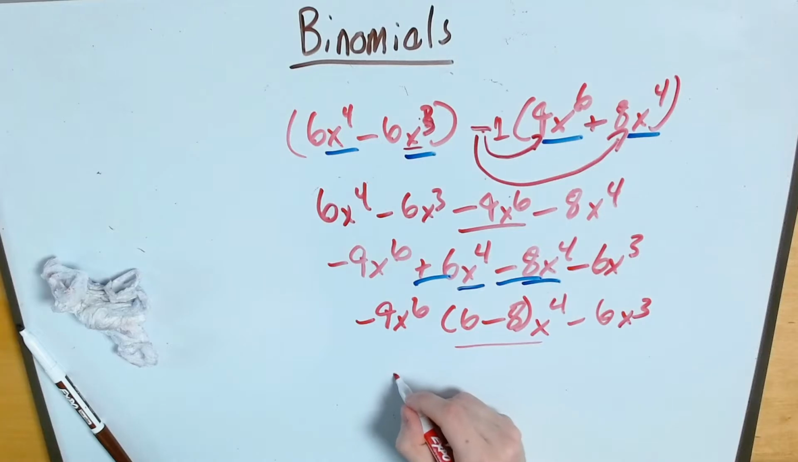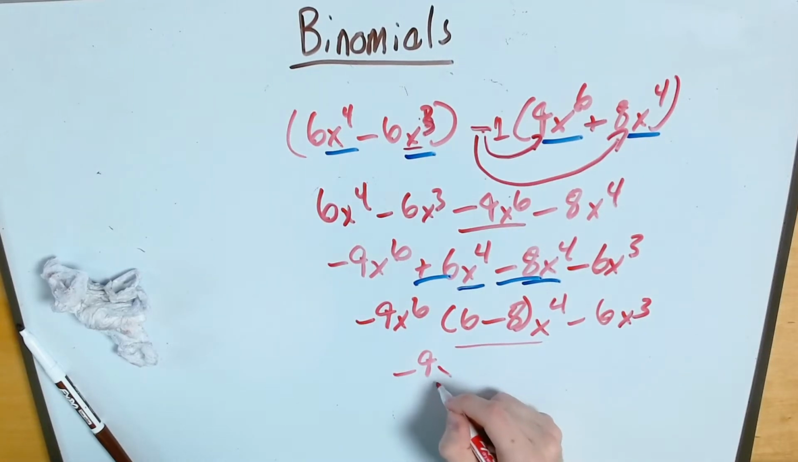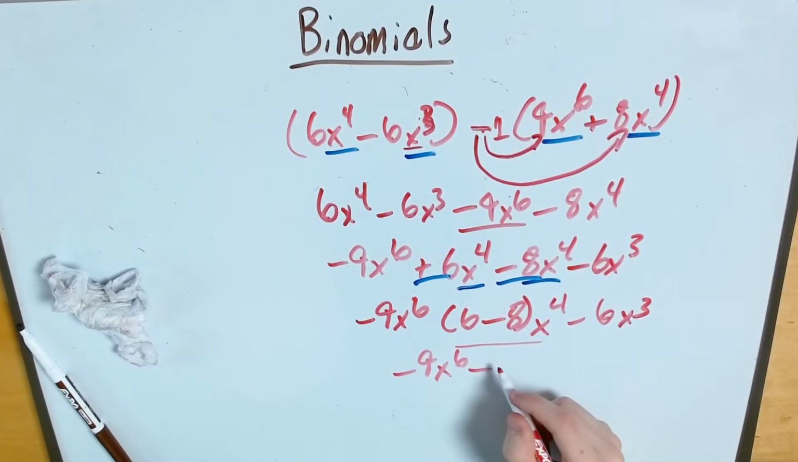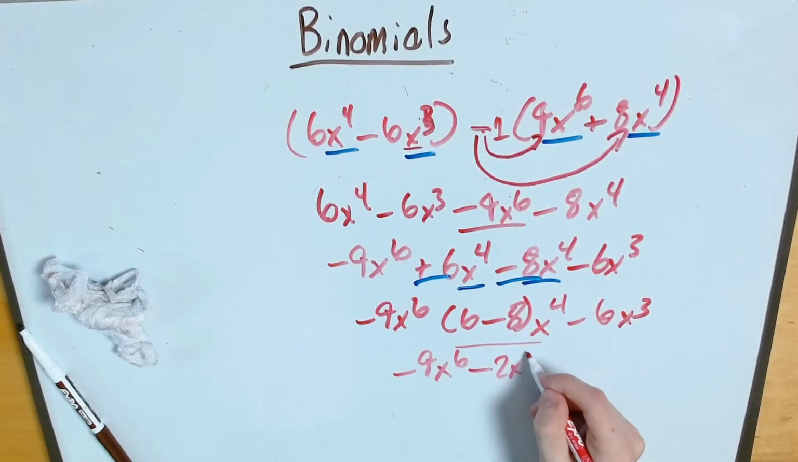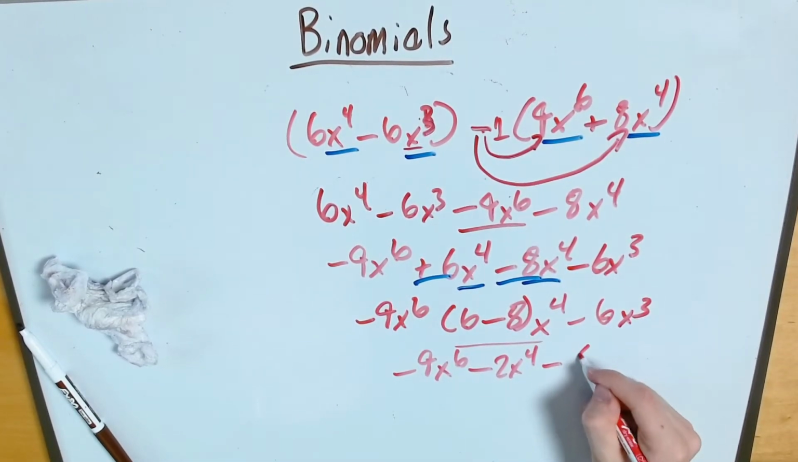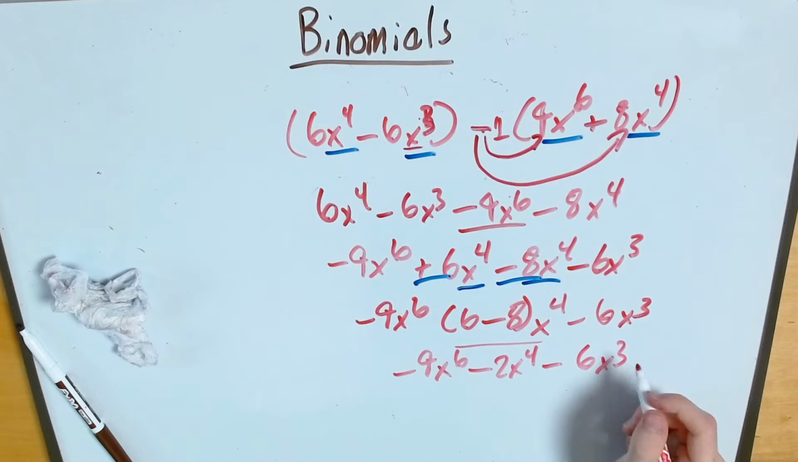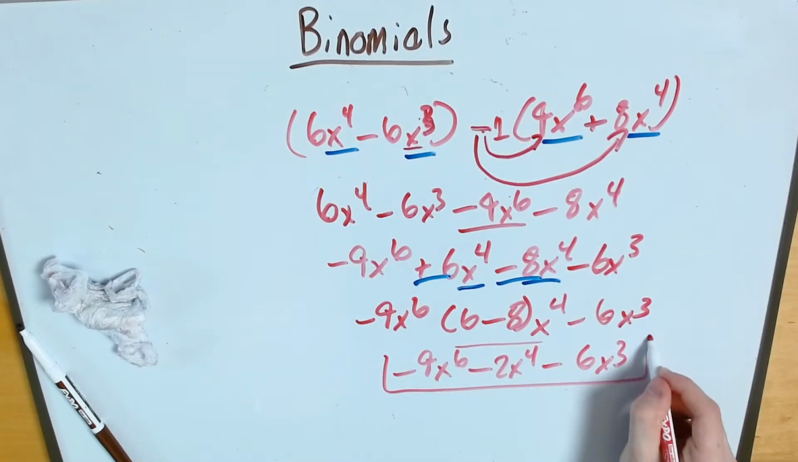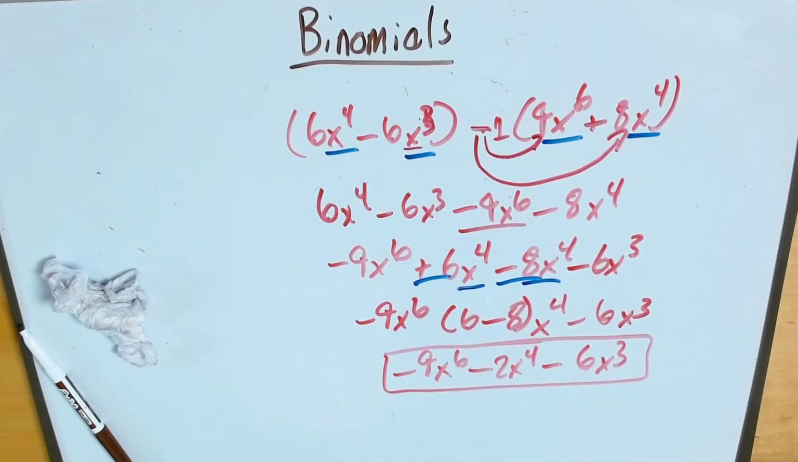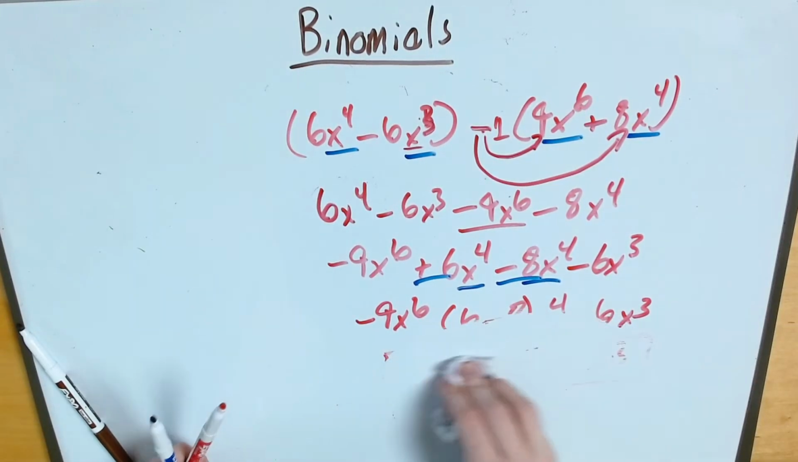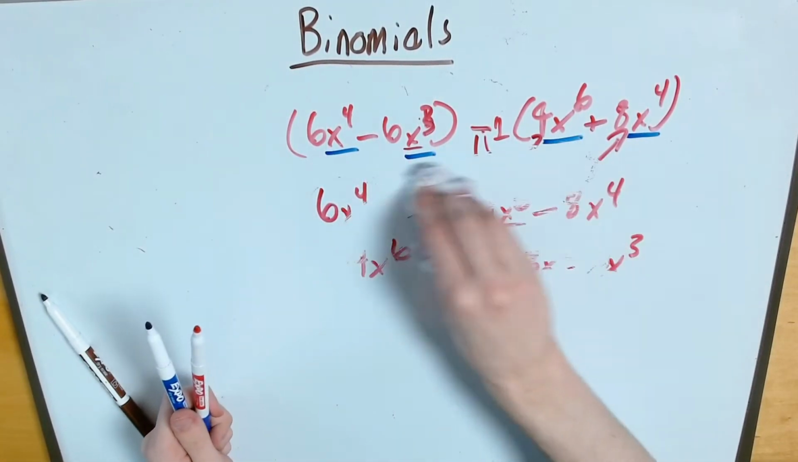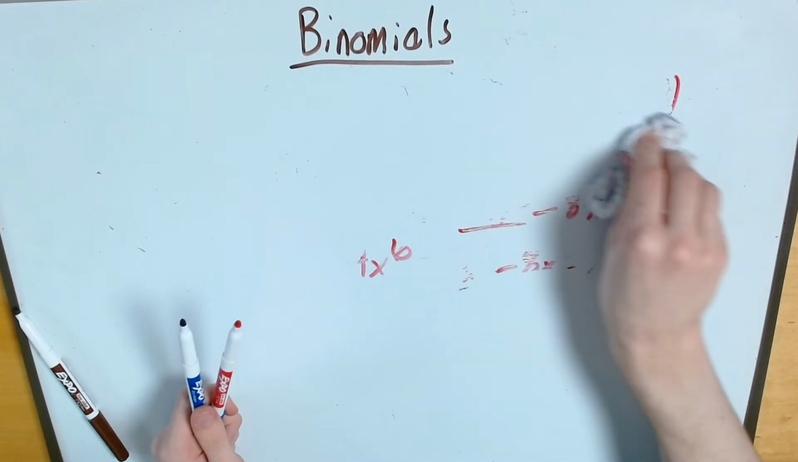So we have negative 9x to the 6 minus 2x to the 4 minus 6x to the 3. And there we've simplified our binomial expression down. So we subtracted two binomials. But what if we want to multiply them? What do we do if we want to multiply them? Because that seems pretty tricky.